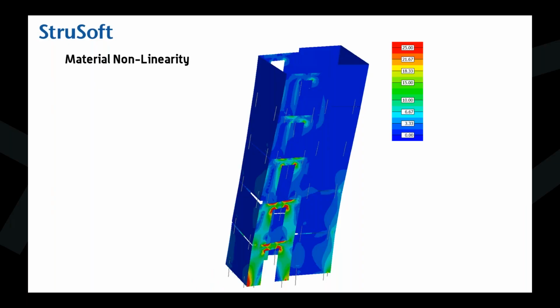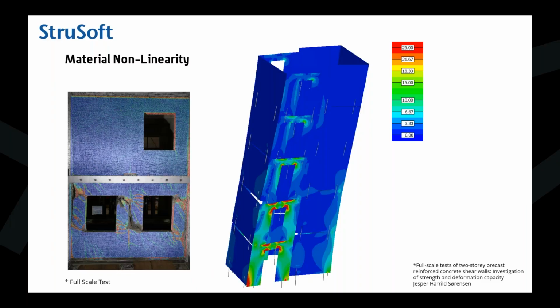And the final example of nonlinearity is the cracking of concrete. So for instance, in this model, we have tensile stresses over 25 and compression stresses of over 25. So that's a lot. So our model will look something like this in reality. So there's a lot of cracking in this transfer beam over the door. So how can we do that?